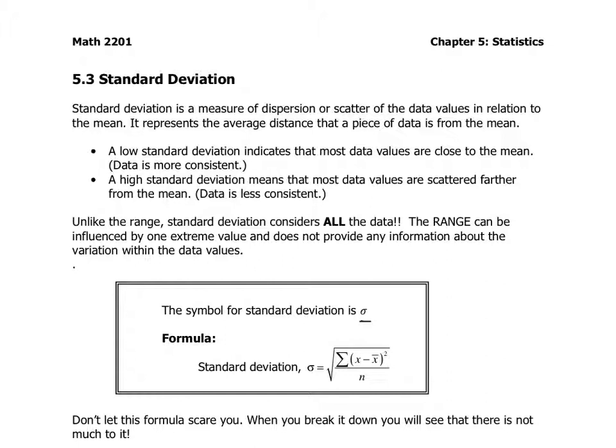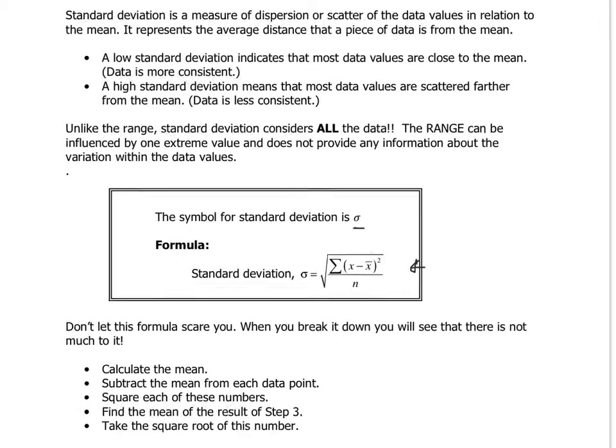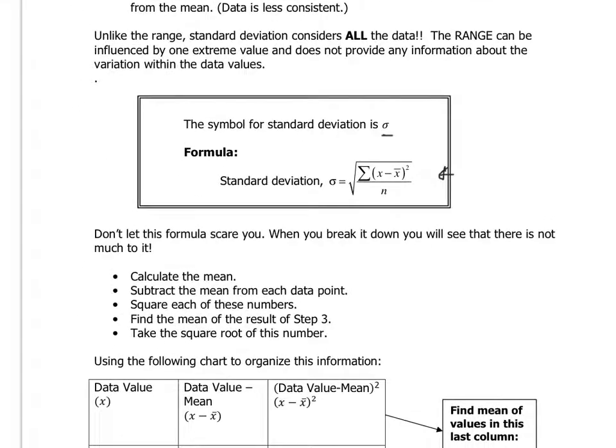messy looking thing down here, which looks kind of scary, but it's not really that bad when you break it down into its parts. Basically what you have to do is calculate the mean for all your data, then subtract the mean from each data value that you have, and square each of those numbers, and then you would find the mean of all these squared values, and then take the square root of this number.